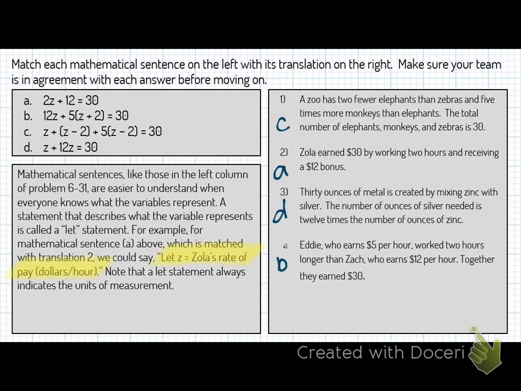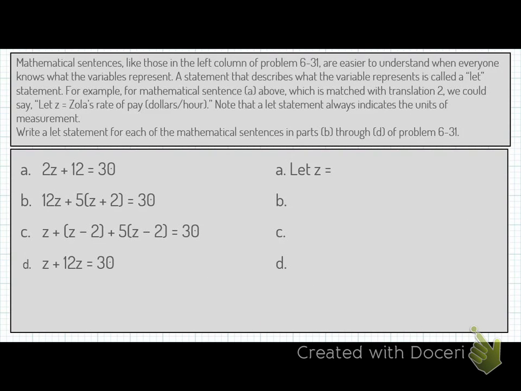Okay, so again, you've had a few minutes to talk about this. We know what the first let statement is, so just to help you out, we're going to make 4 of them. So on this first one, Z, it's already given to us, and I'll write it again in your notebook. You should put let Z equal Zola's, what was it? Zola's what? Rate of pay. Rate of pay in dollars. And I'm going to put dollars per hour, okay?